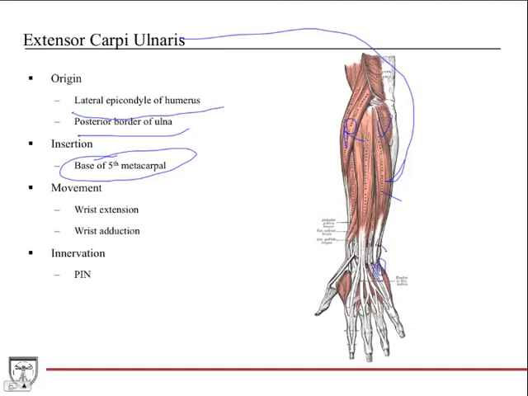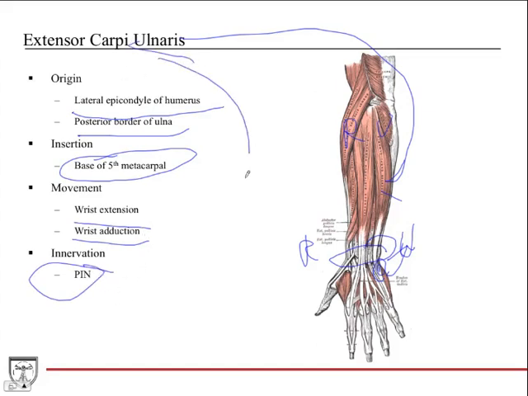It crosses the wrist joint, so it is involved with wrist extension. And then since it crosses on the medial or ulnar side, this would be the radial side, it helps with wrist adduction, so pulling the pinky finger or small finger towards this aspect of the forearm, so wrist adduction. And its innervation is PIN, which is a thing to pay attention to, because even though it has ulnaris in the name, it is not innervated by the ulnar nerve, it's PIN.